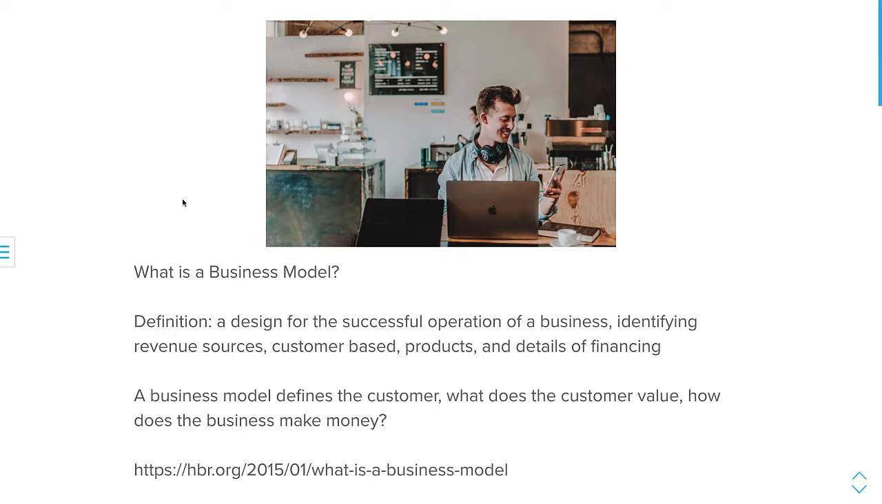And that's what the business model canvas is going to help you with. Who's the customer? Because that's the first thing you need to know. Then of course, what's your customer value? And of course, how are you going to make money? And so that's what a business model is.